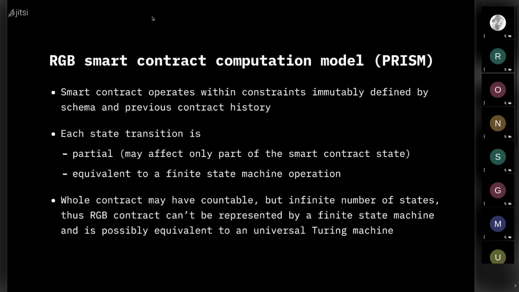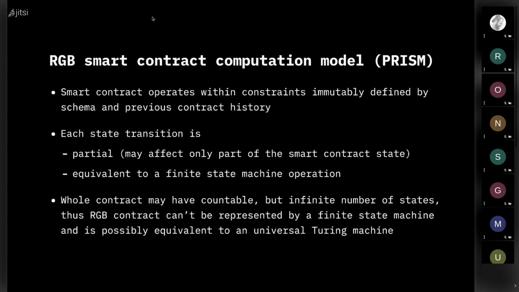Summarizing, the smart contract operates within constraints immutably defined by the schema and previous contract history, because we commit to the schema and contract genesis, and we commit to each state transition into the Bitcoin blockchain. So we can't change the used schema or contract history after the state transition was created and the appropriate commitment was mined into the Bitcoin blockchain. So the smart contract constraints are immutable. Each of the state transitions is partial because each state transition affects only part of the smart contract state. And each state transition is equivalent to a finite state machine operation. So it's not Turing complete.